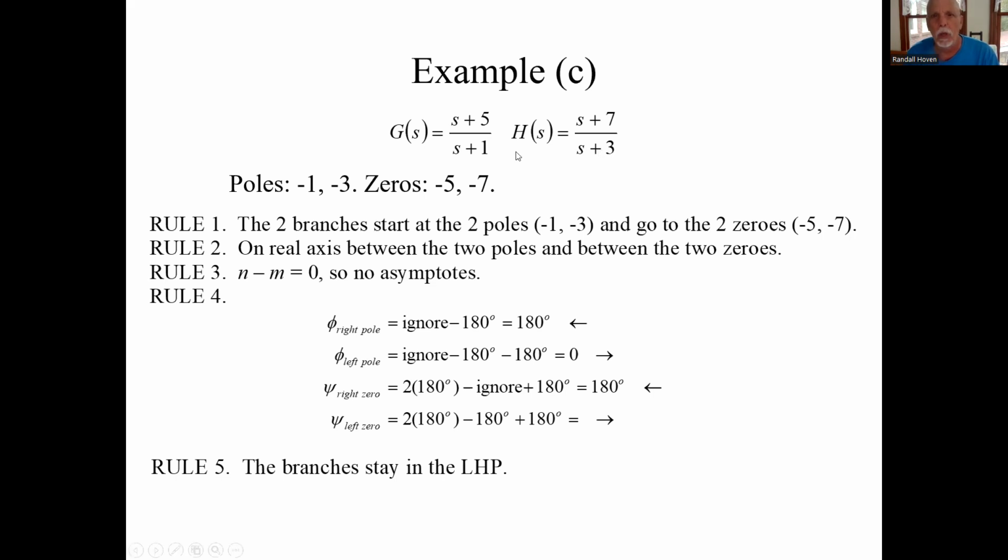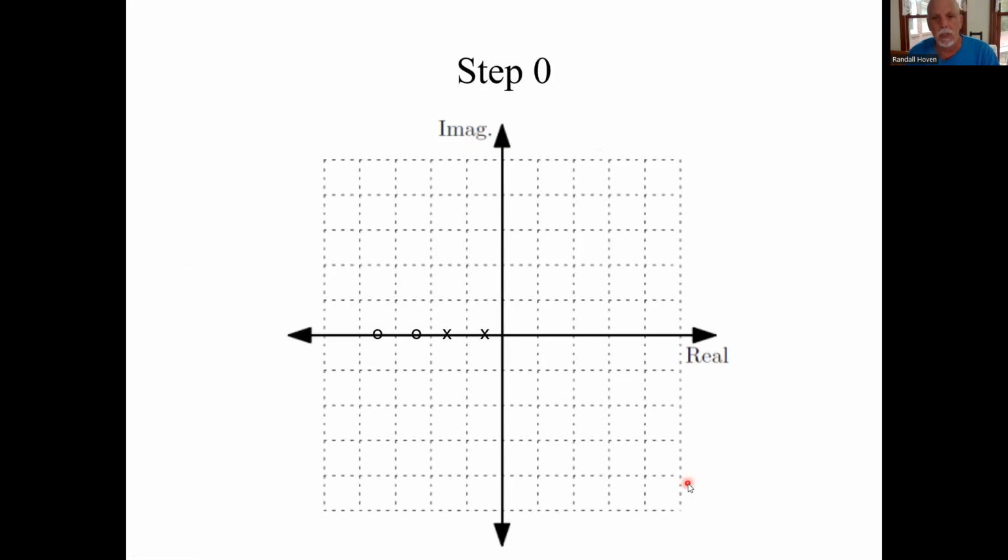Anyway, here is one example I'm barely going to go through. You got poles at -1 and -3, and zeros at -5 and -7. I'm not going to go through everything. Here's step 0. These increments are 2, so here's the one at -1, here's -3, -5, -7, okay? It's going to be on the real line between these two poles, and then again between these two zeros, right?